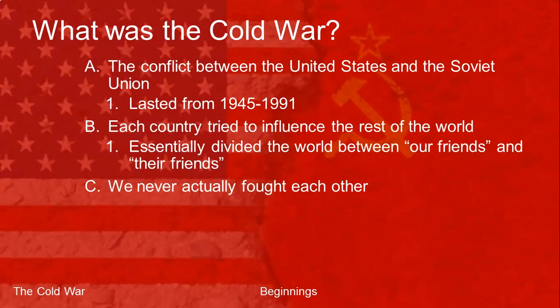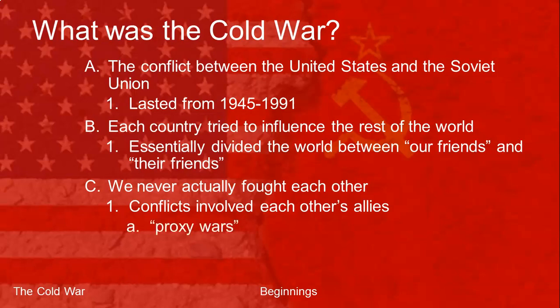Now, one of the reasons we call it a Cold War is because we never actually fought each other. We understand the concept of war: you're fighting someone. We never actually militarily went to war with the Soviet Union. What did happen, though, is we would get into conflicts with each other's allies. So we never fought each other, but we would fight their friends, or they would fight our friends. Or sometimes we would get our friends and their friends to fight, and we would support the two different sides. These are called proxy wars.